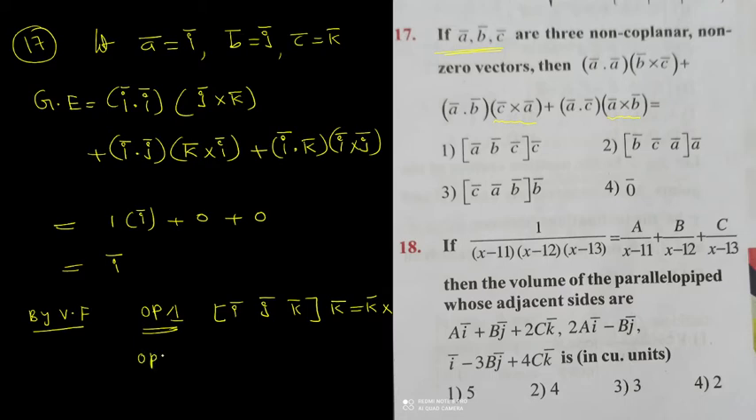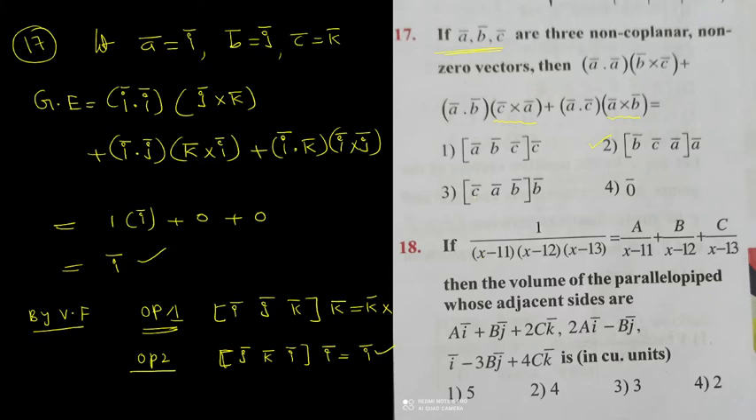Option 2: b, c, a, box of j bar, k bar, i bar into i bar. This will be the box value of i, j, k, j, k, i, k, i, j. This is also 1. 1 into i bar is i bar. The i bar coincides, so the second option will be correct.